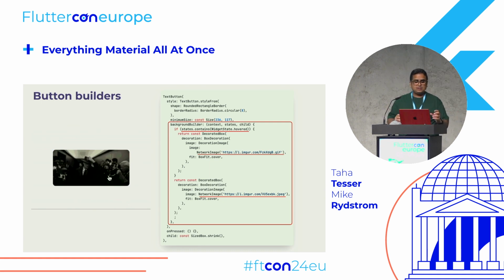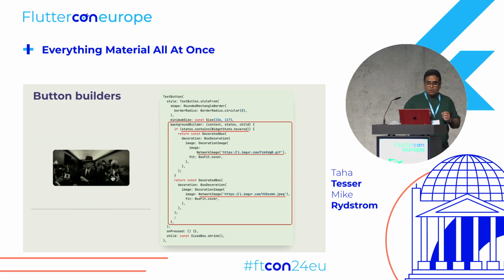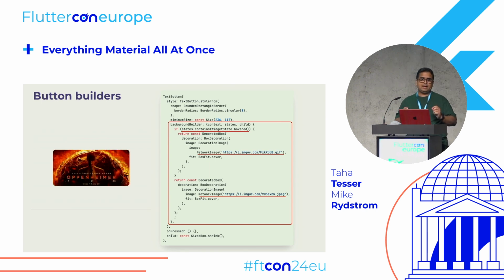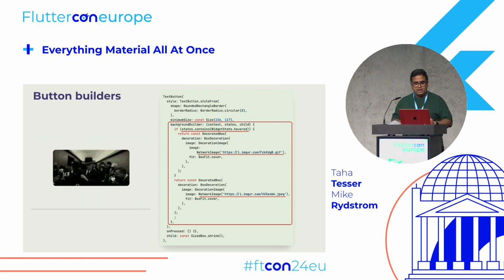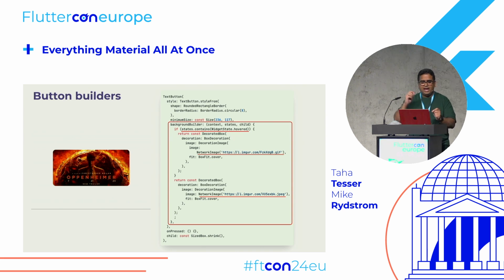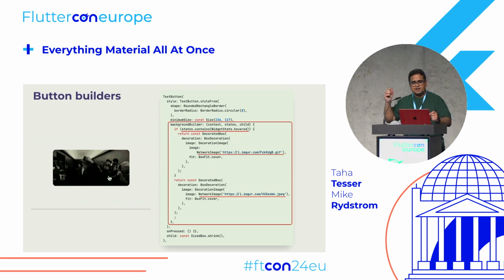Even though it's a button, it has all the characteristics of a button. You can press on it. You can have on-press callback. You can change the radius, or you can change the minimum size or maximum size of this widget. So what you get is a button that is static when you're not pressing on it or hovering on it, in this case. It's just an image. When you hover on it, it switches to that state. It says, okay, I have this decorated box with a GIF, and it starts playing the GIF.